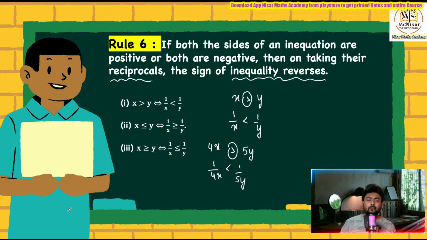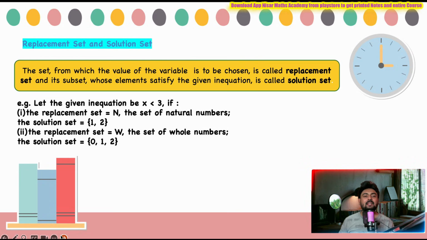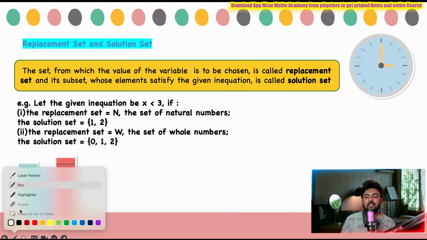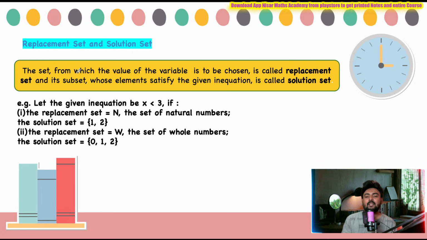Children, before solving the questions from the exercise, let's see one more concept from this topic, that is replacement set and solution set. Now what is the meaning of replacement set? See, I have written here and it's very easy to understand actually. A set from which the value of the variable is chosen is called a replacement set. And its subset whose elements satisfy the given inequation is called the solution set. Now for example, children, I have an inequation that is x < 3.